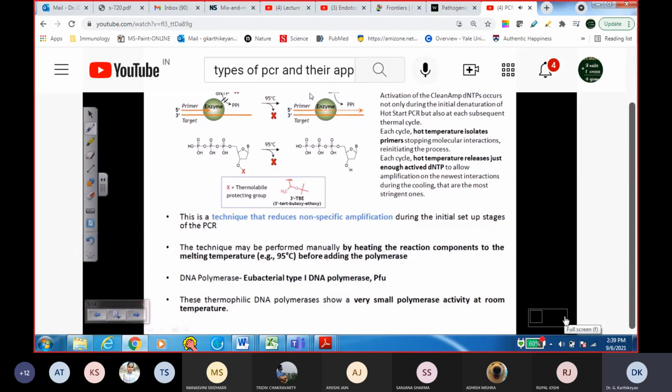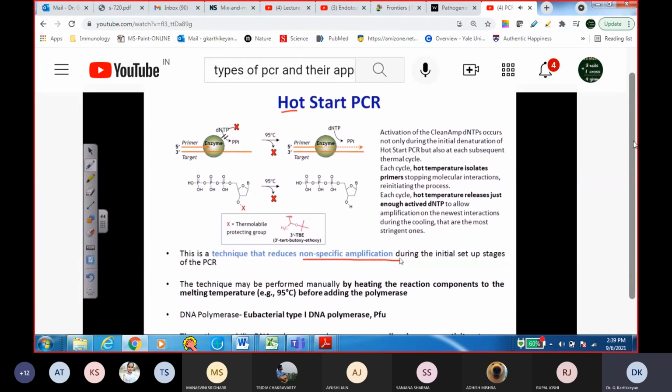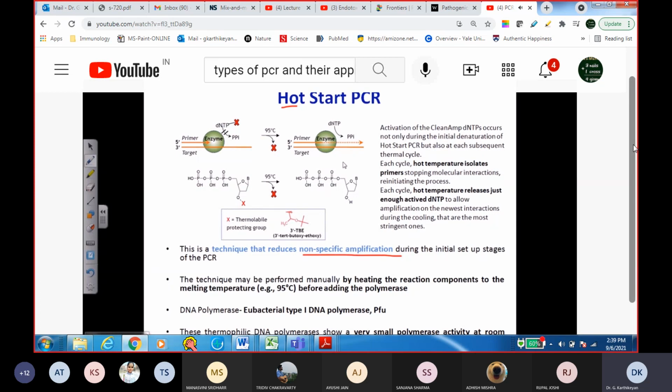Why is it done in this way? Because this technique is used to reduce the non-specific amplification. Now what happens actually when we first add all those things, all these primers and templates and all those dNTPs at a normal temperature, say room temperature, 25 to 30 degrees Celsius, what will happen? There is a tendency of the primers to go and anneal with the unwanted region of the template DNA. So this is a problem.